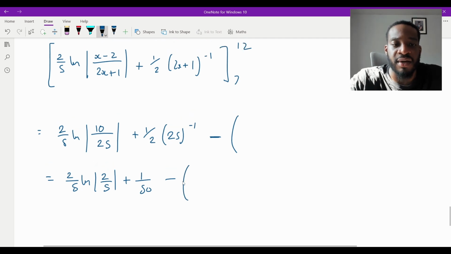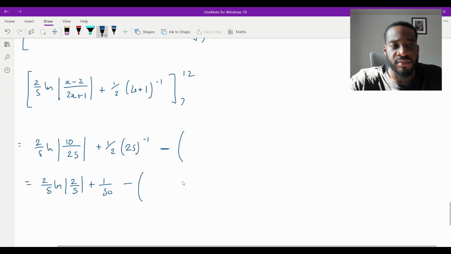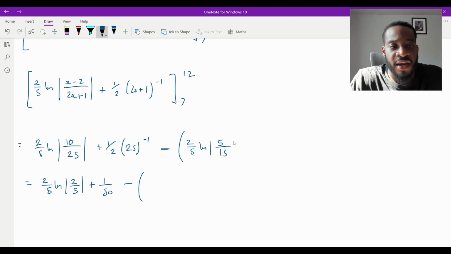So now lower limit. Let's do that. 7. Let's plug in 7 and see what we get. You can do this on the calculator, by the way. So yeah, you're fine. Anyways, next one's going to be 2/5 ln of 7 minus 2. 7 minus 2 is 5. 2 times 7 is 14. Plus 1 is 15. Like that. So 5 over 15, which I can simplify to a third. I'll do that later. And then plus 1/2.